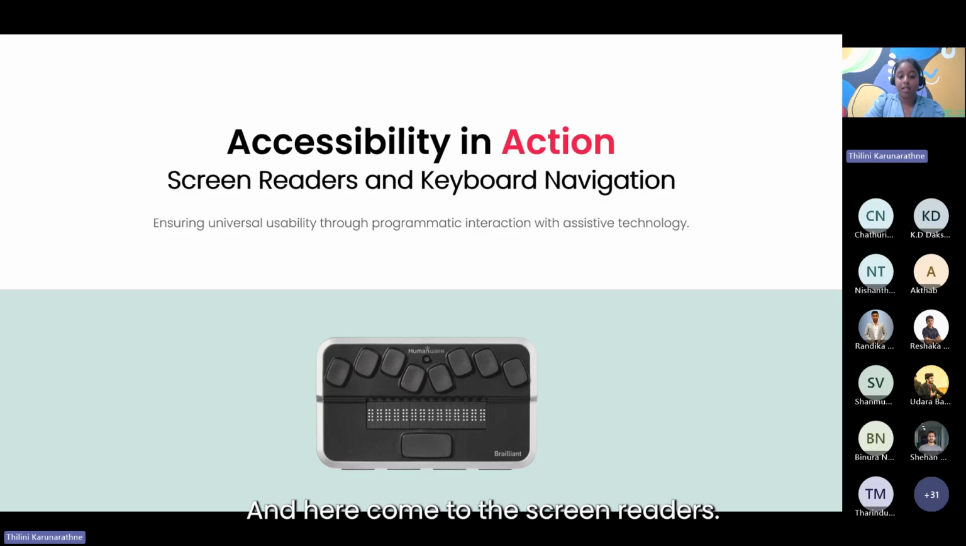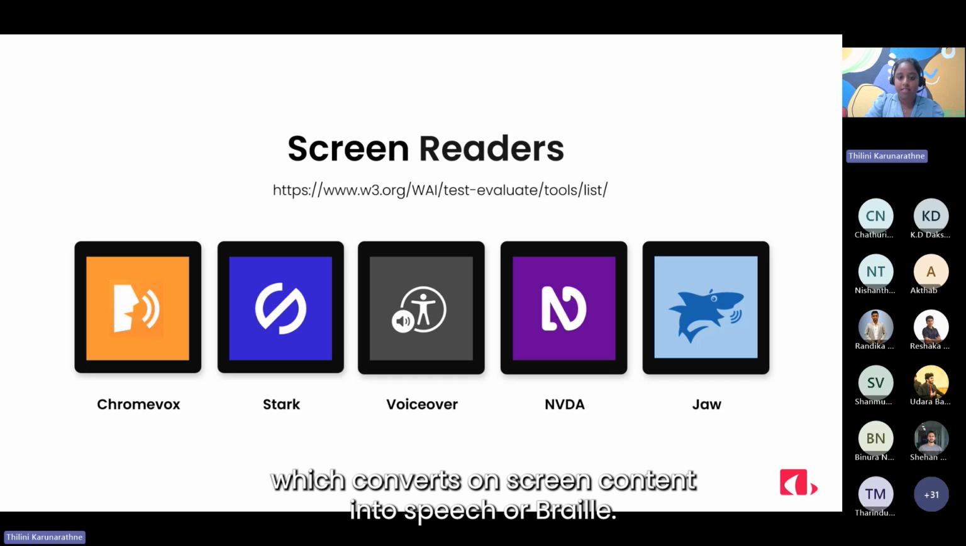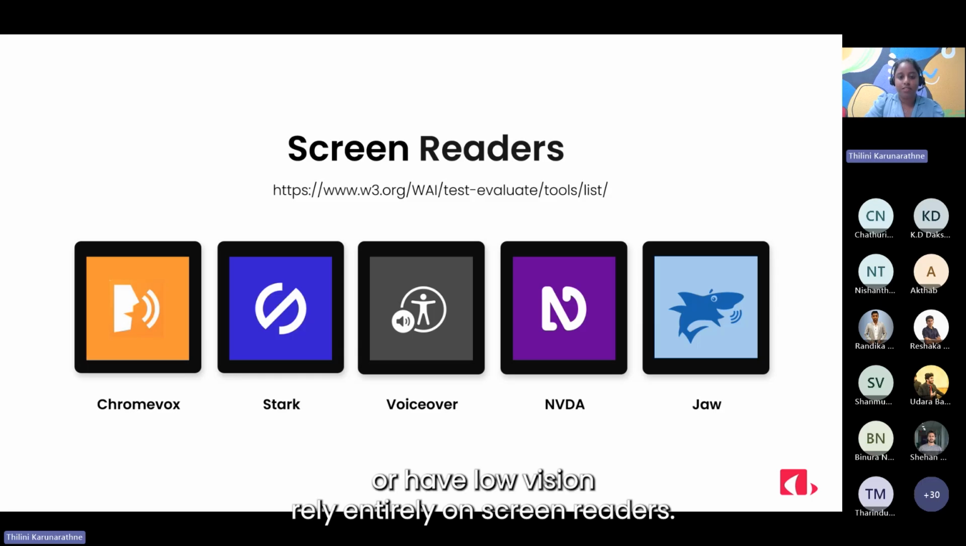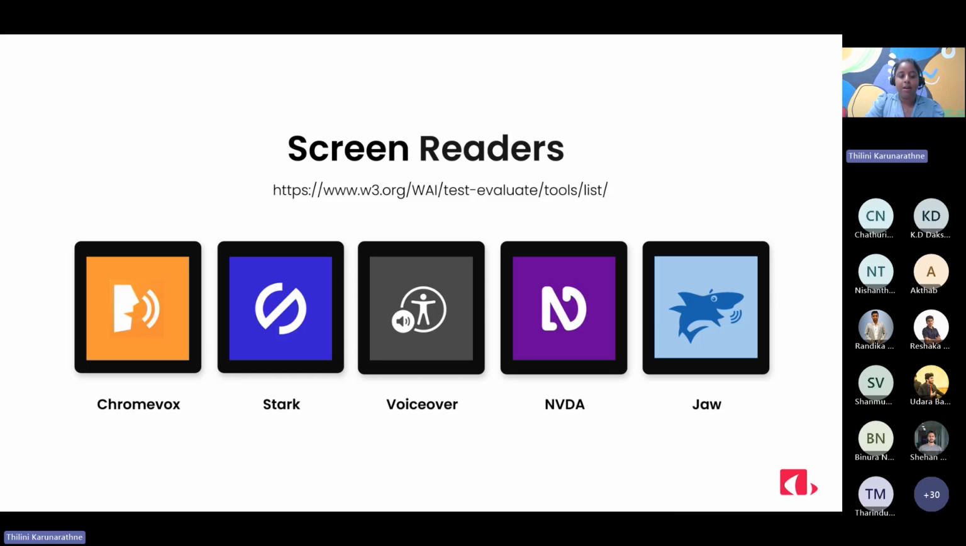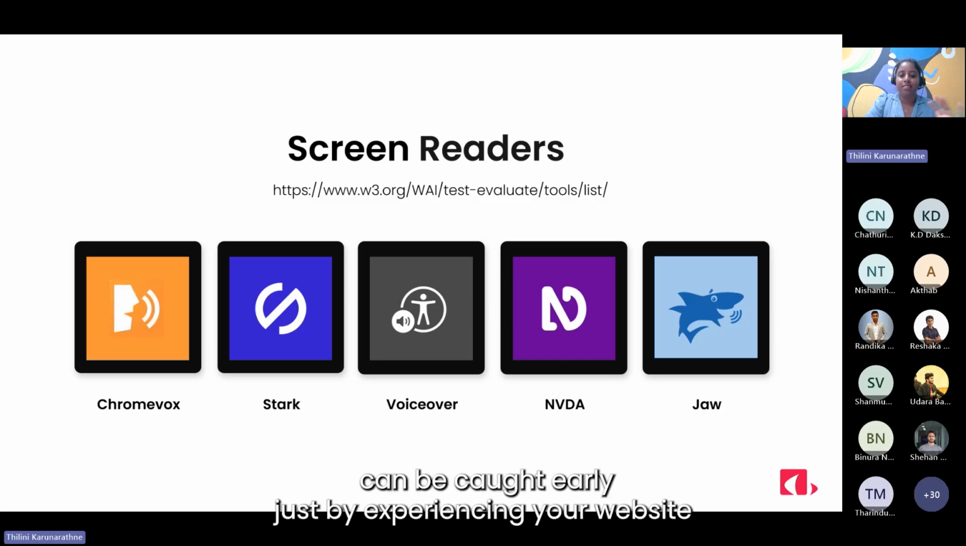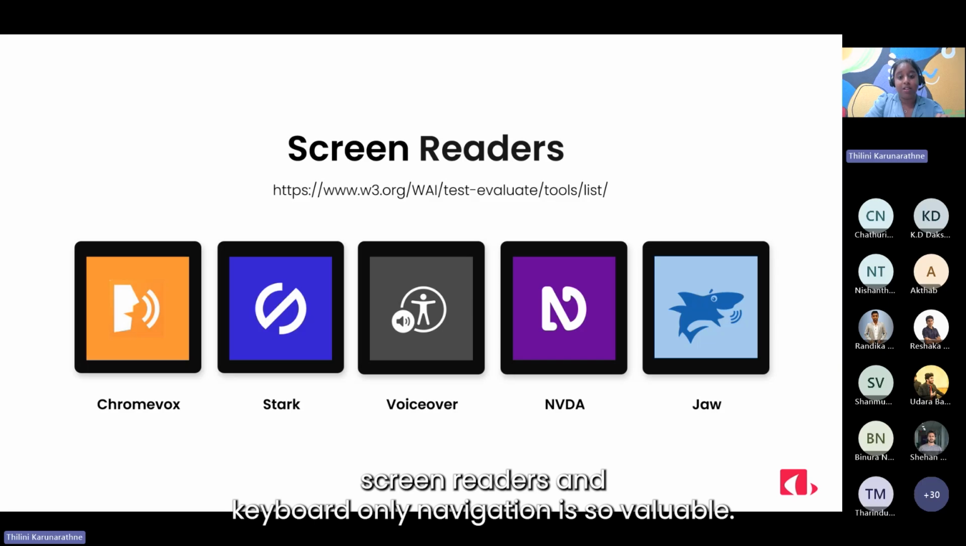And here we come to screen readers. It is another critical accessibility factor, which converts on-screen content into speech or braille. Users who are blind or have low vision rely entirely on screen readers. Many issues like unlabeled buttons or confusing layouts can be caught early just by experiencing your website as your users do. That's why manual testing with screen readers and keyboard-only navigation is so valuable.